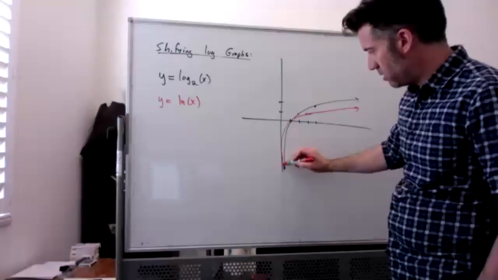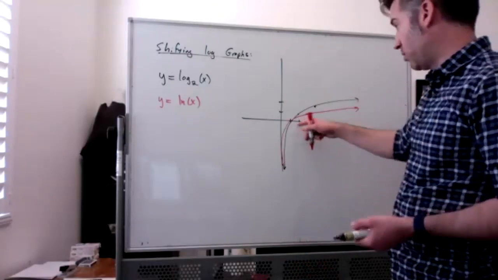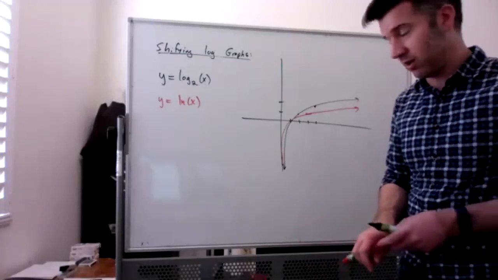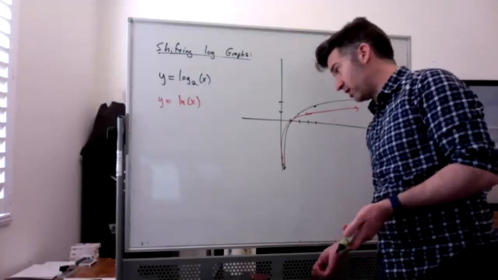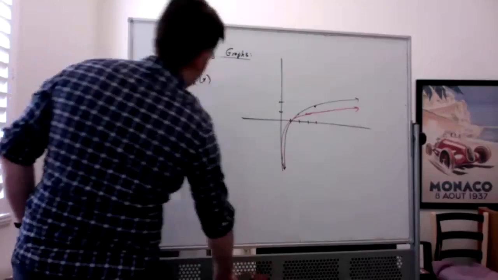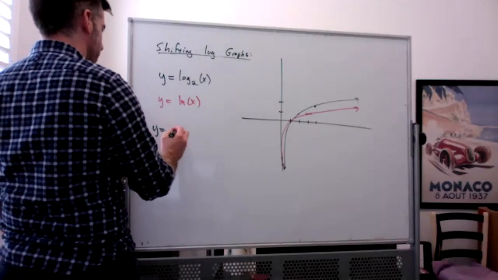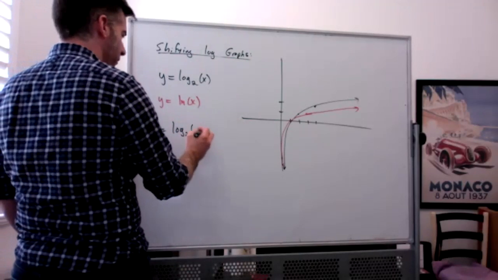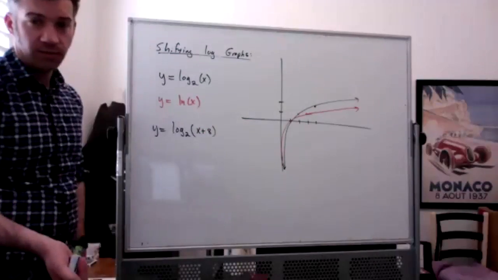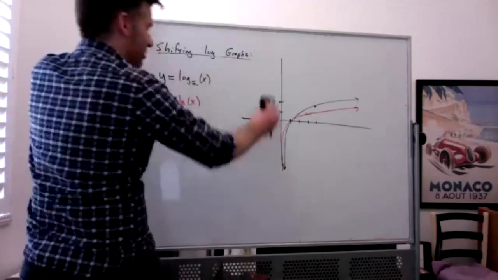Same shape, though. Both have a vertical asymptote at the y-axis. Both have an intercept at 1, 0. Both have a domain that's all positive numbers, and have a range that's everything. But then we might ask about shifting them around. So let's say I want to graph y equal to log base 2 of x plus 8, for example. Well, that plus 8 is going to shift it 8 to the left. So let's go ahead and erase this.